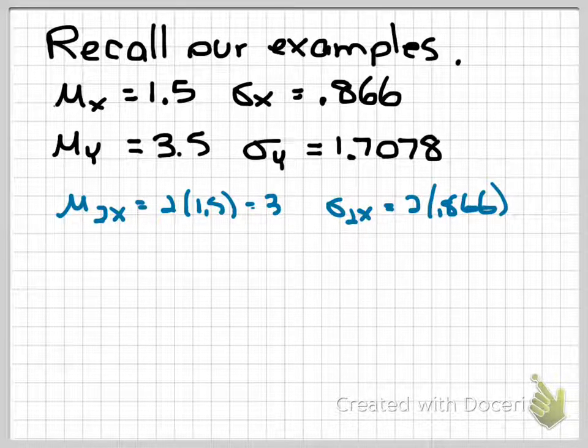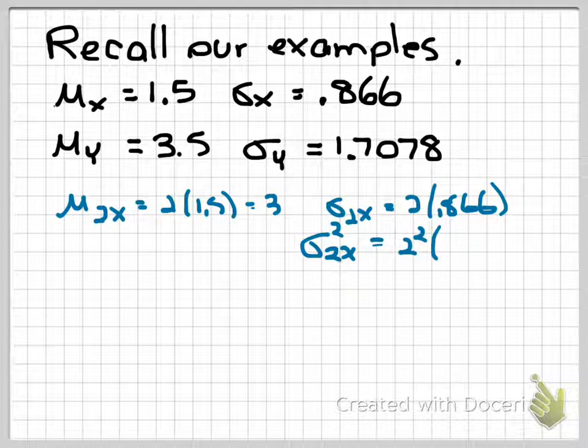Now, why is that? That's because the variance of 2x is going to be equal to 2 squared times the variance, which was 0.866 squared, which is 0.749956.